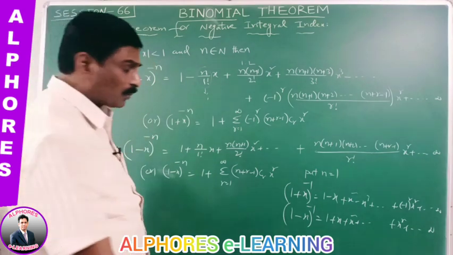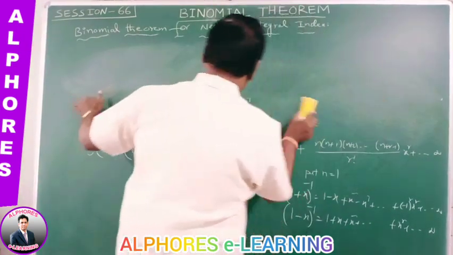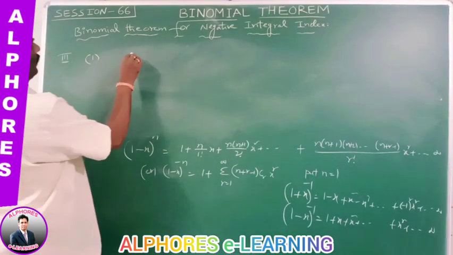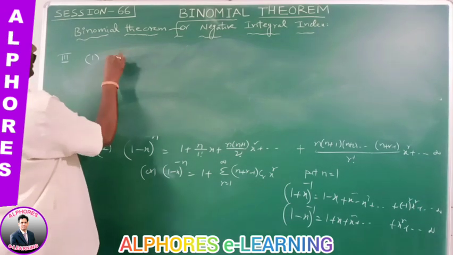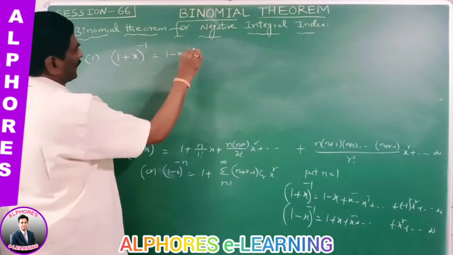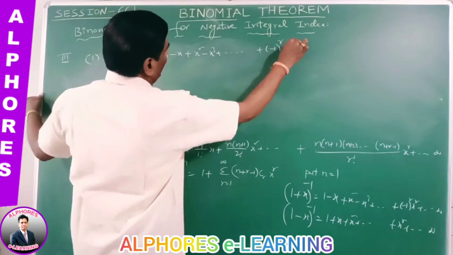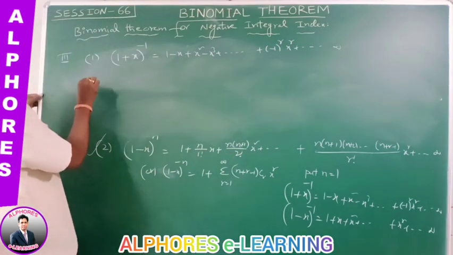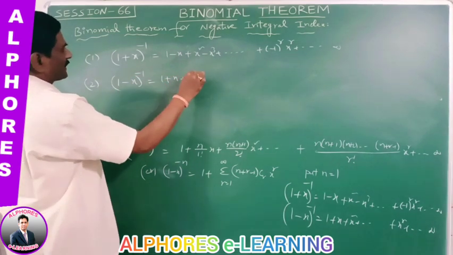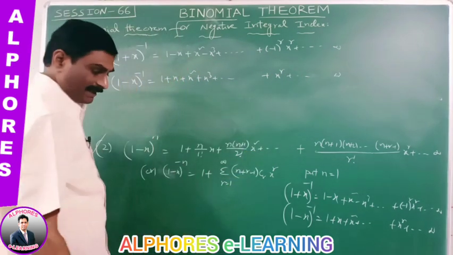Okay, next, Roman number 2. Please write Roman number 2. First one: (1 plus x) whole power minus 1 is equal to 1 minus x plus x square minus x cube plus so on, minus 1 whole power r into x power r, so on infinite. Second one: (1 minus x) whole power minus 1 is equal to 1 plus x plus x square plus x cube plus so on, x power r plus so on infinite. Write the proof.